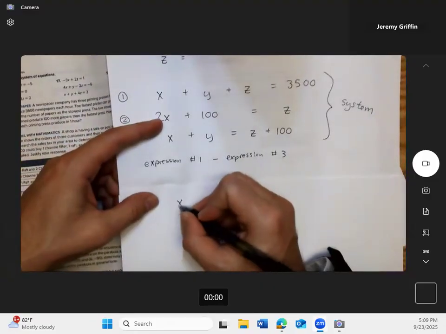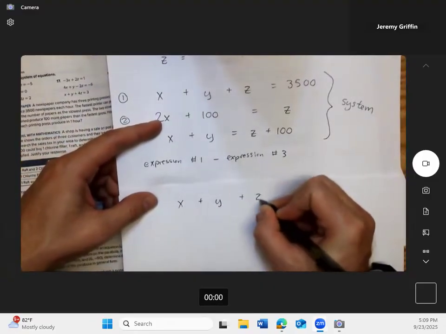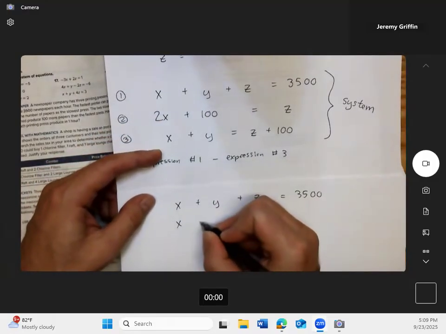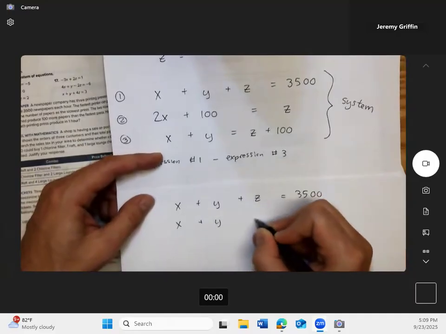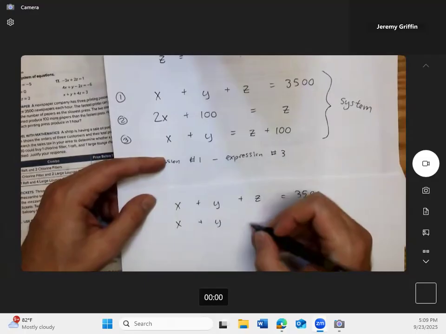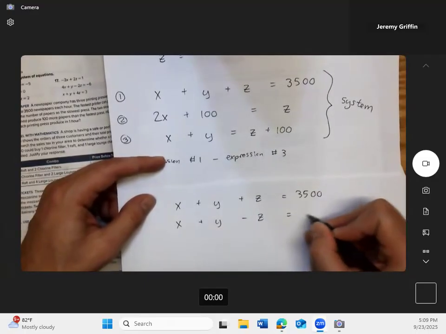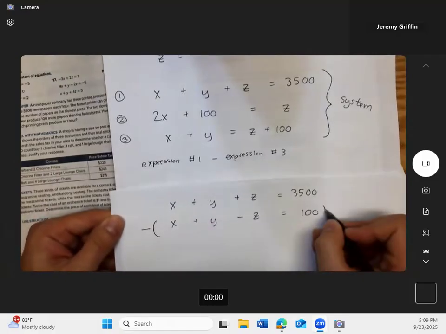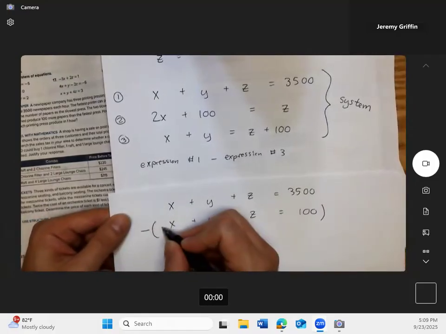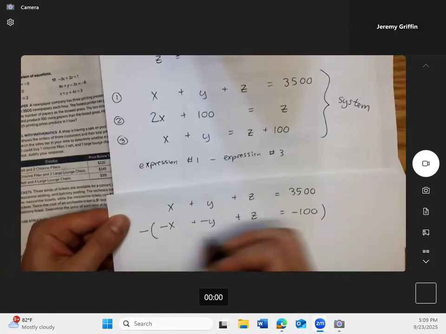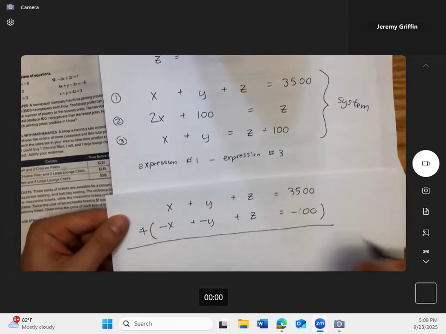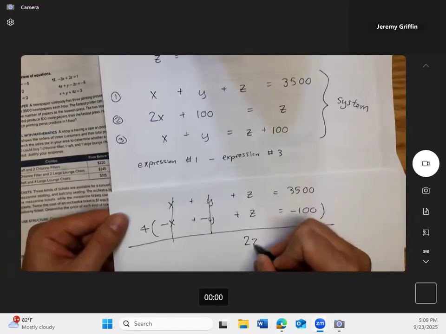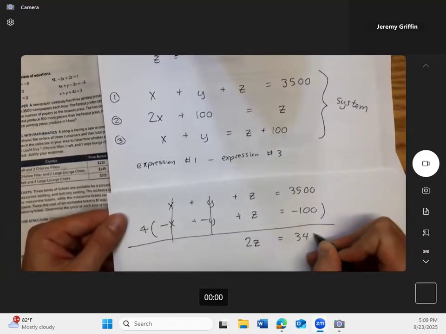So expression 1 is x plus y plus z is 3,500. Expression 3 is x plus y, is it okay if I subtract over z, like minus z? And that's equal to 100 right there. Now I want to subtract off this bottom one. So if I subtract, can I just distribute this negative into all 4 terms? Go negative, negative, positive, negative, and then add these two together. It's the same thing. The x's, goodbye, y's, goodbye. I have 2z equals 3,400.